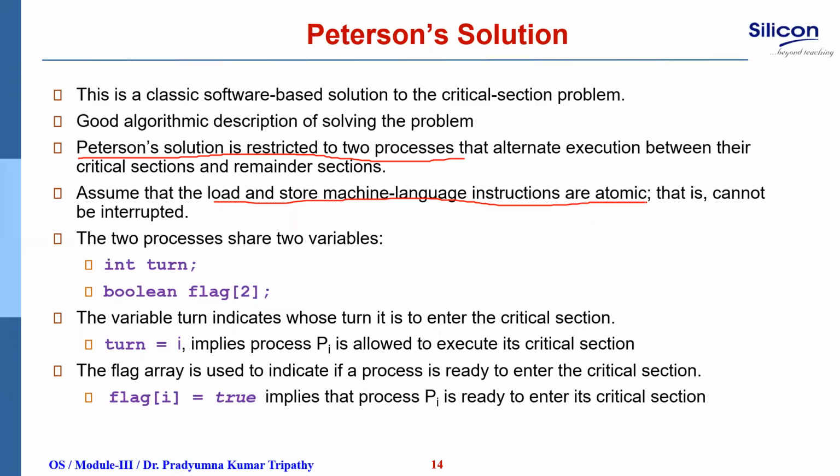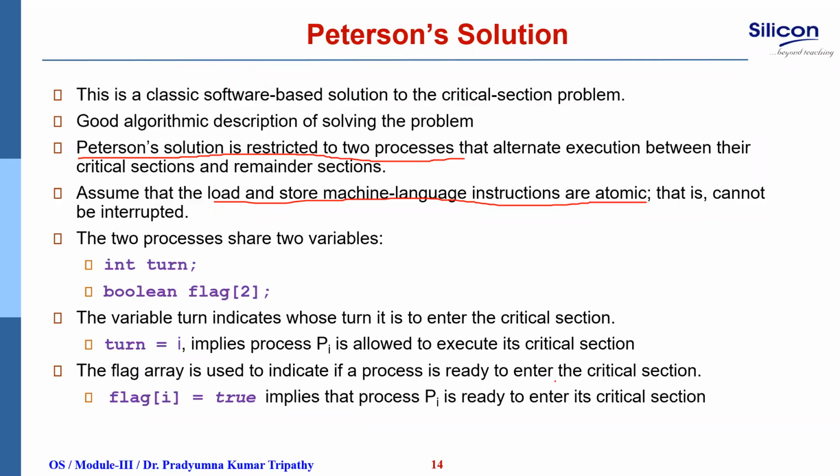Okay. So suppose there are two processes. You have two processes that share two variables. One is turn, another is flag. Flag is a Boolean array of size two. That means flag can store two items, each only a Boolean value, true or false. Try to understand. So flag[0], flag[1]. Flag[0] can have values true and false. Flag[1] can have values true and false.